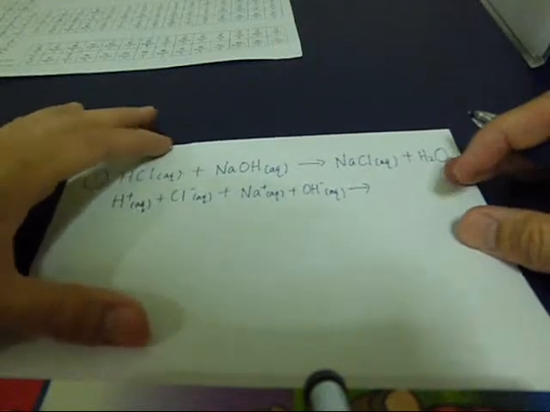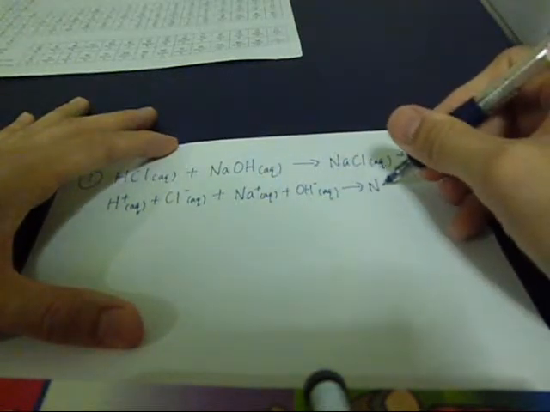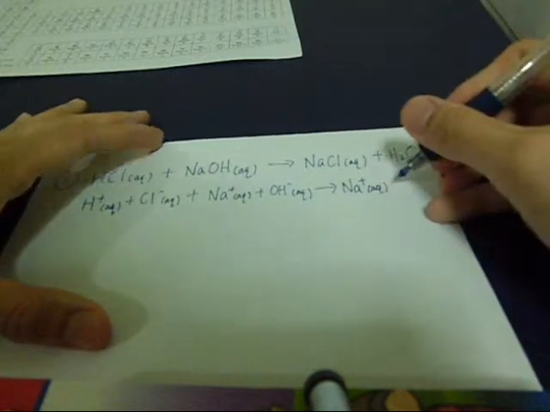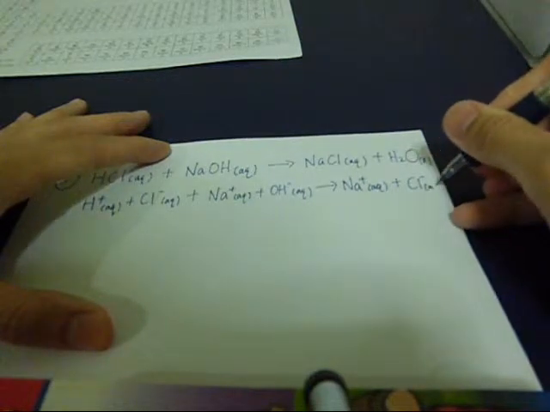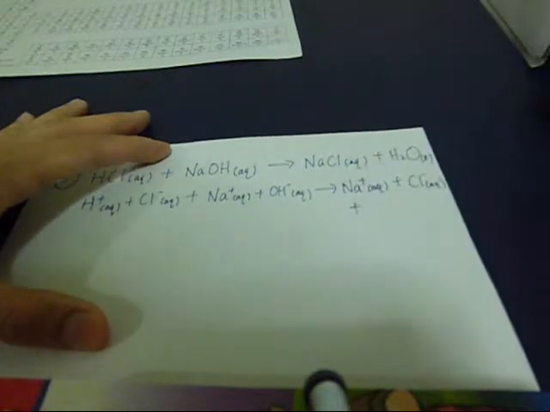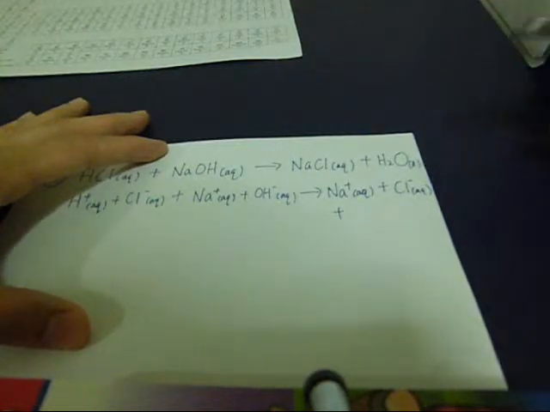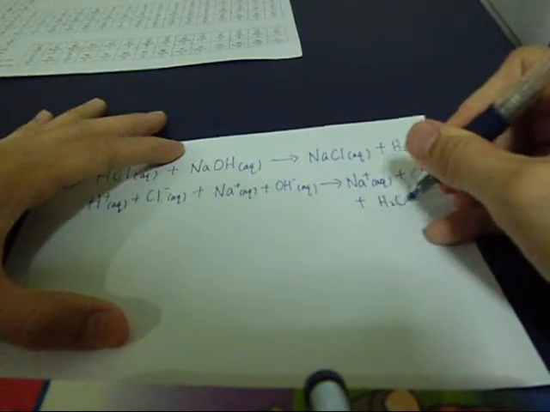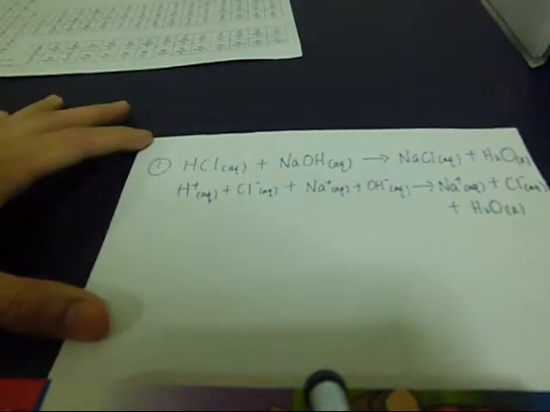Okay, and then for sodium chloride, it is aqueous, so you have to split them up into ions, Na+ sodium ion, as well as Cl-. And then lastly for H2O, the state symbol is liquid. Liquid is not aqueous, so you don't split the H2O, so the H2O will remain by itself.